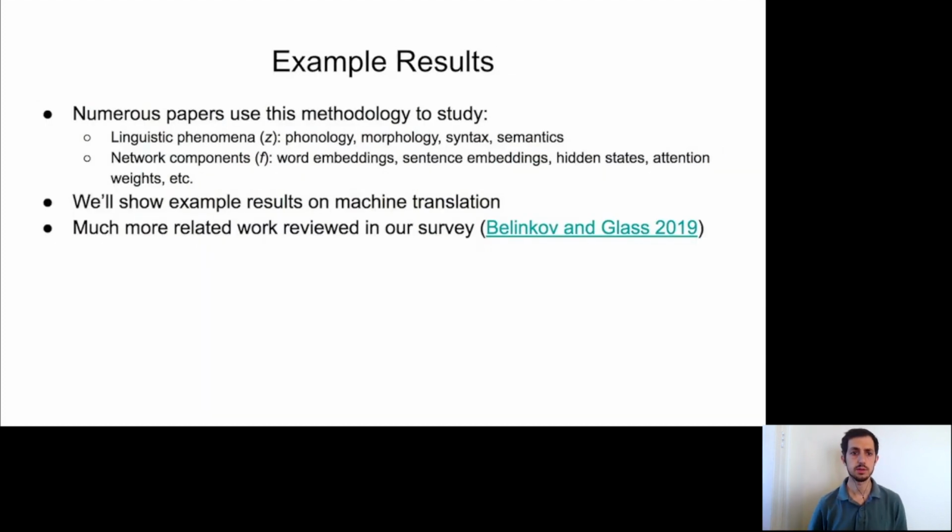Okay, let's see an example. Before we delve into the example, I'll just note that we have a previous survey that tries to categorize a lot of this work following this methodology. And we have a few tables where you can navigate according to either the linguistic phenomenon that's being studied or the neural network component that's under investigation. So if you're interested, say, in analyzing morphology in a machine translation model, you could browse through our tables to find studies focused on exactly this setup.